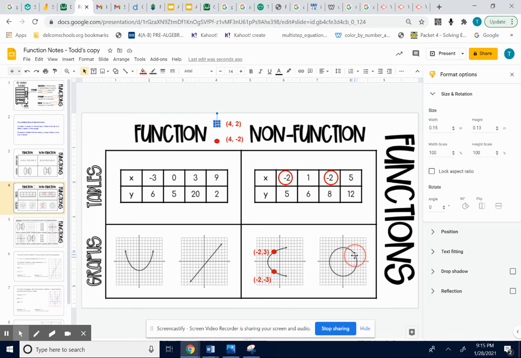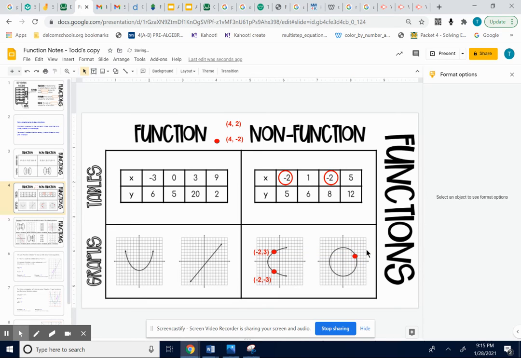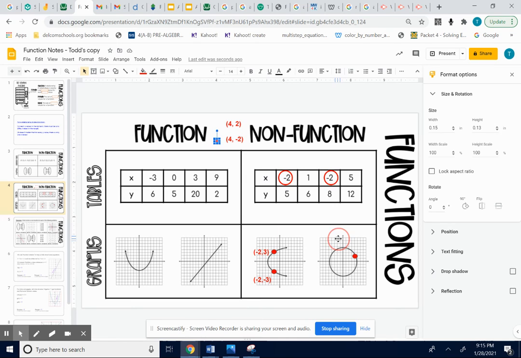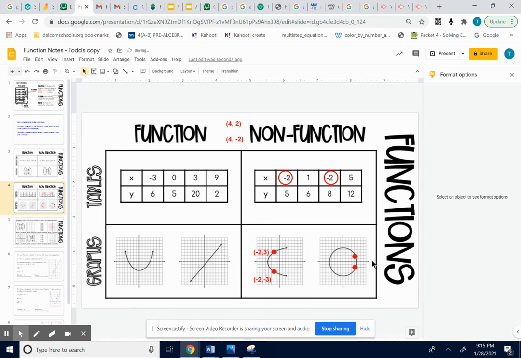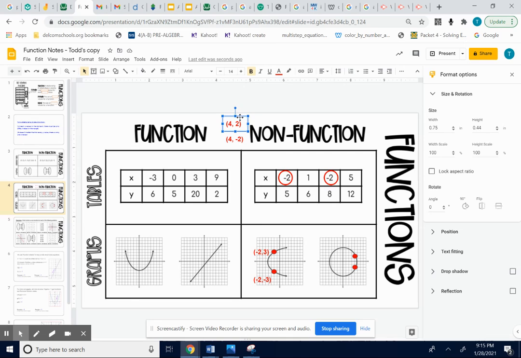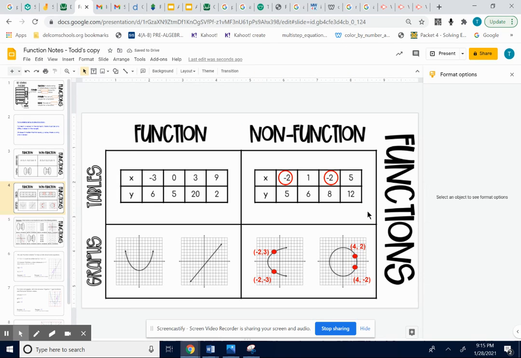This is supposed to be right here. That's supposed to be 4, 2. These points are bigger than the graph. And this point right here is supposed to be 4, -2. So we're going to have the x value of 4 paired with 2, and the x value of 4 also paired with -2. That makes this not a function.